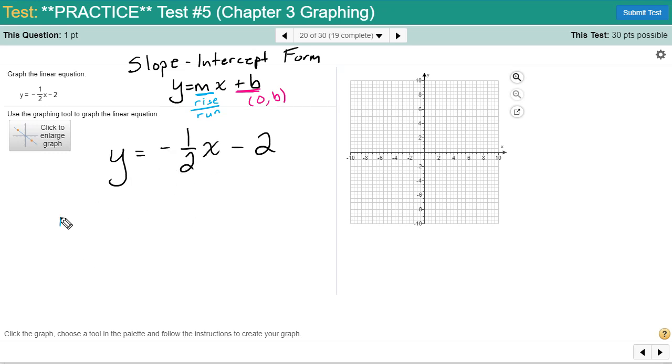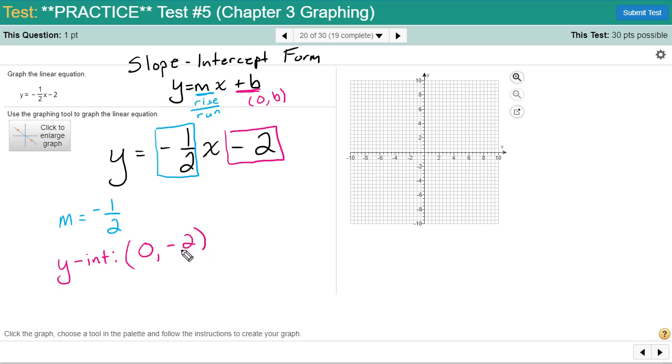We can identify the slope. In this case, the slope is the coefficient of x, negative 1/2. And we can identify the y-intercept. And remember, the y-intercept is a point. It's an ordered pair. And y-intercepts have 0 for x always. And the y coordinate comes from the equation. So in this case, negative 2. If you have these two pieces of information, you can graph your line without really having to do any work.